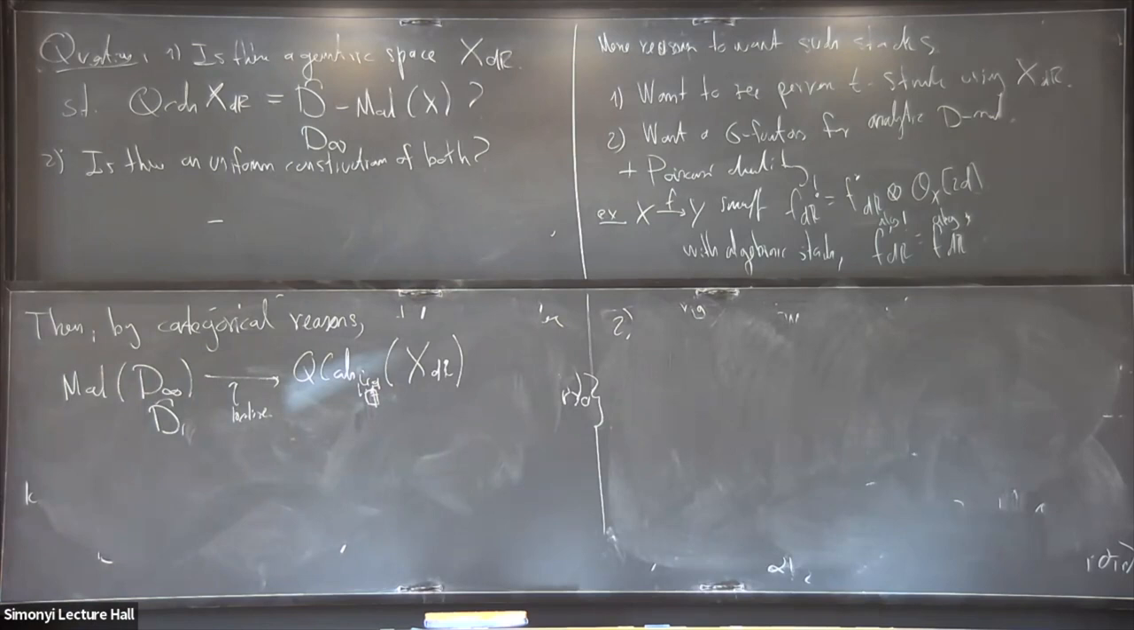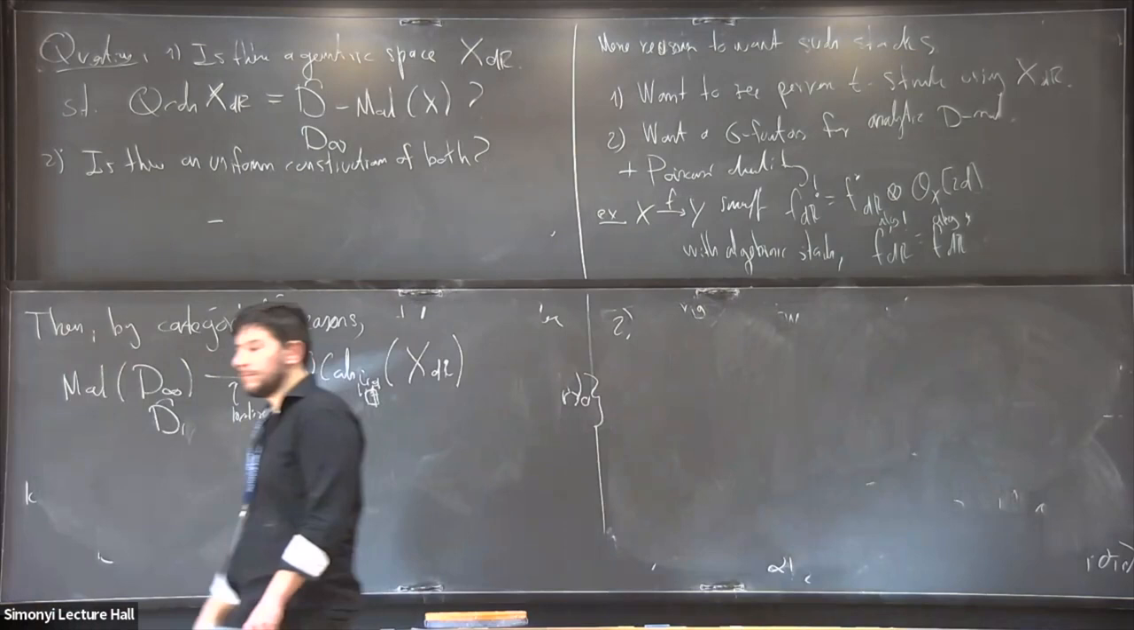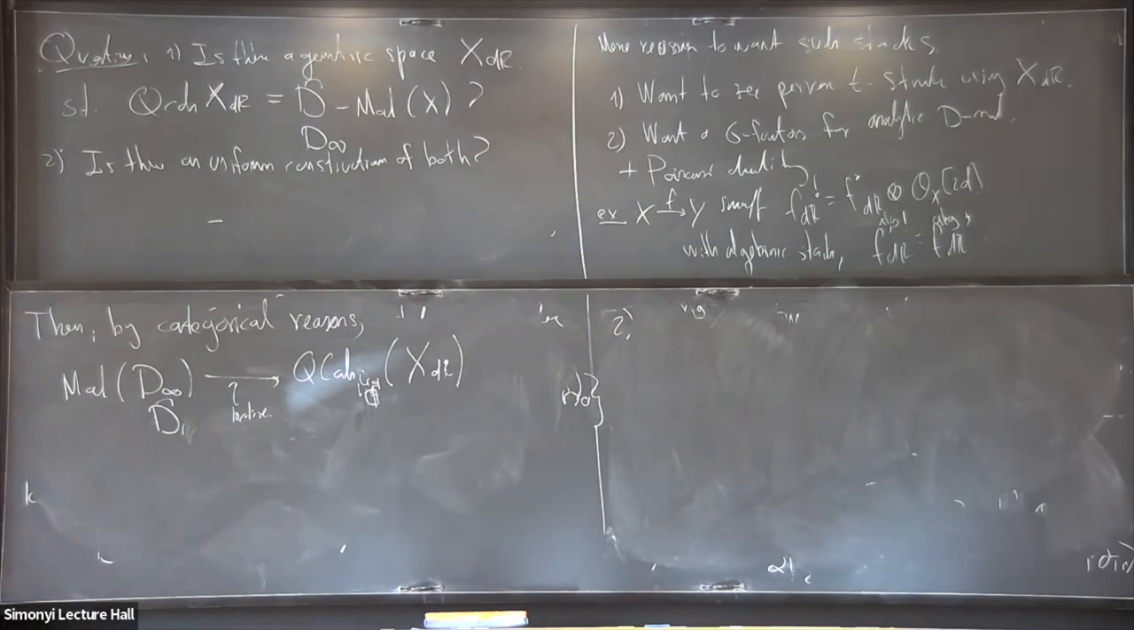I mean, you can do this one as well with liquid, but it's only the surfaces. Okay, so the source category here is modules over the sheaf of algebras inside the quasi-coherent sheaves on X. Right, that's a good question.